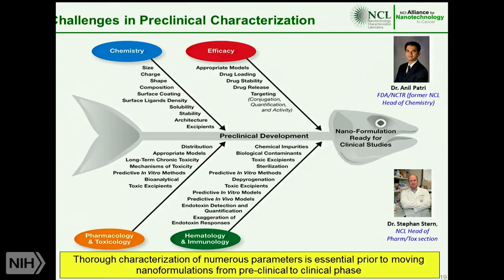Based on our experience with hematological, immunological characterization, I can say that it is very challenging, and a lot of problems come from chemical impurities in nanoparticles and biological impurities such as endotoxin. And later in my presentation, I will talk about this. Toxic excipients, sterilization, predictive in vitro methods, predictive in vivo models, endotoxin detection and quantification, and exaggeration of inflammatory properties of endotoxin by nanomaterials.